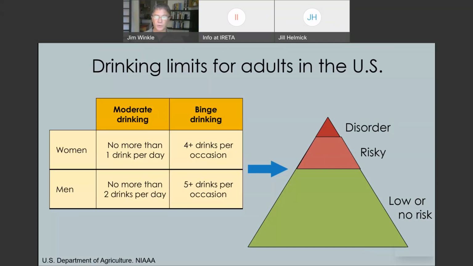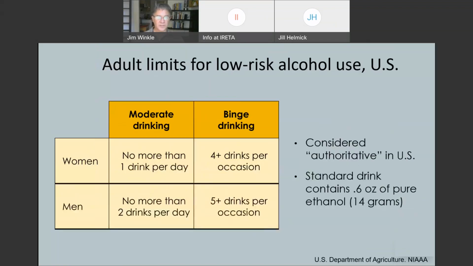So this is where it all starts from. In this country, we genderize our drinking limits, and we stick to only 2 categories of gender. This is considered authoritative. And when we say drinks, in the US, we don't use a metric system, so we identified 0.6 ounces of pure alcohol as a drink. If that's converted to metric, that means 14 grams.